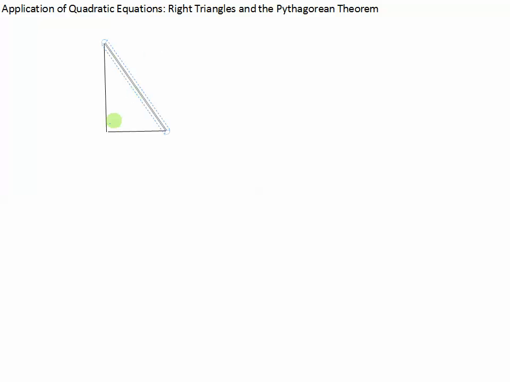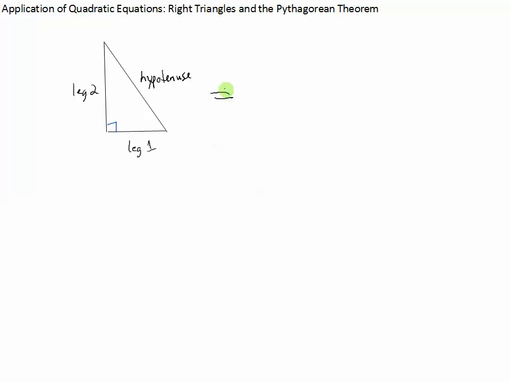A right triangle is a triangle with a right angle, or a 90-degree angle, like this. And let's call this side leg 1, and I'll explain all this in a moment. Leg 2. Now, the side opposite the right angle, wherever the right angle is located, is called the hypotenuse. The other two sides that are not opposite the right angle are just called legs.